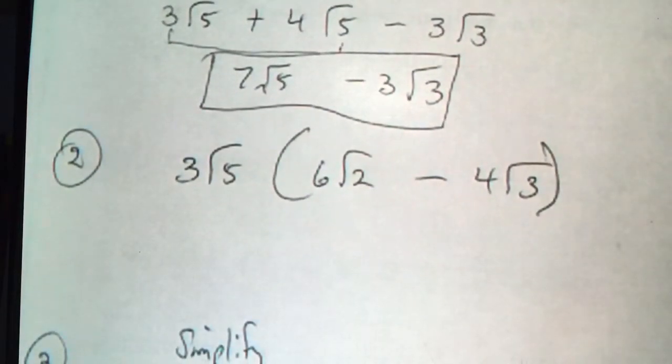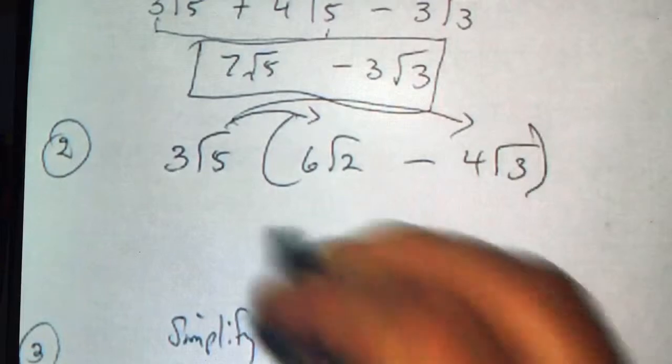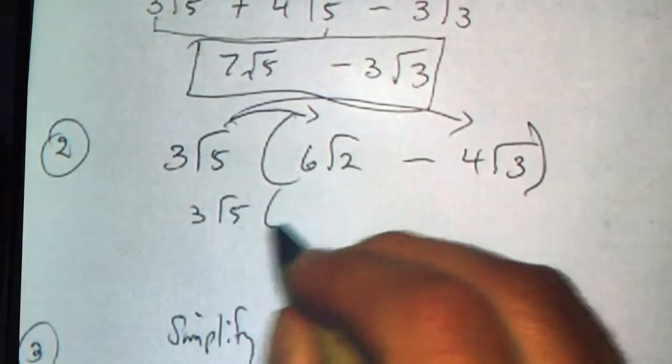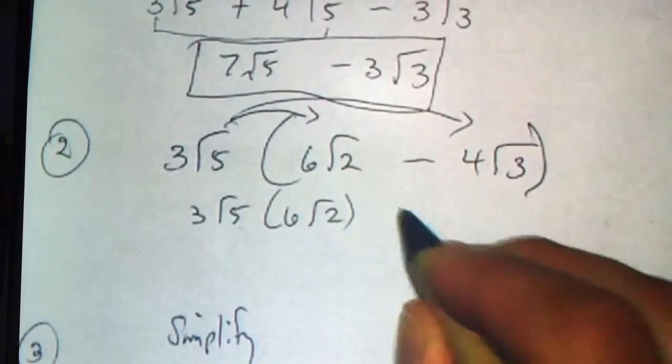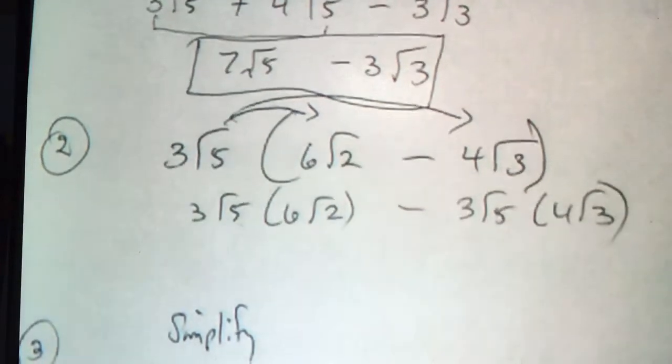The second question, 3 root 5 times 6 root 2 minus 4 root 3. For this question, we are multiplying now. We are multiplying, so we distribute. And we go 3 root 5 times 6 root 2 minus 3 root 5 times 4 root 3.